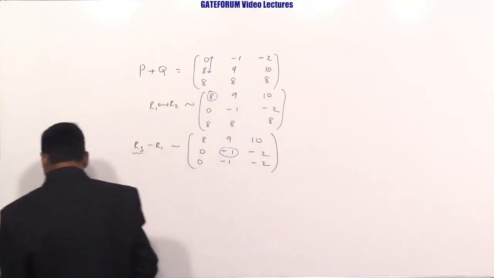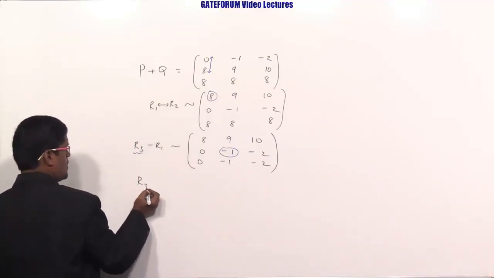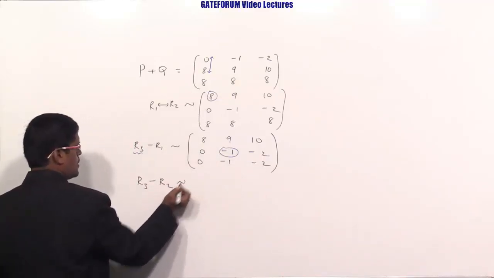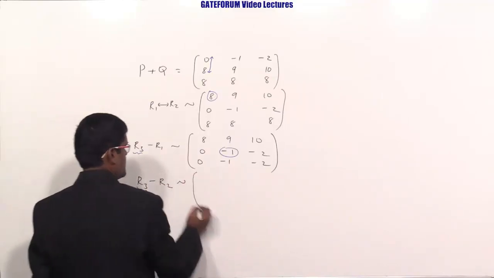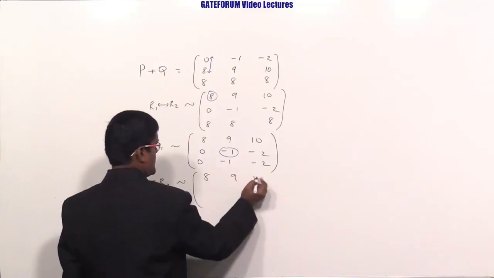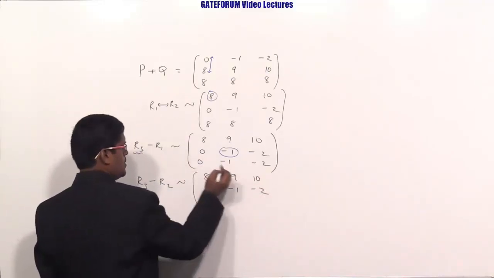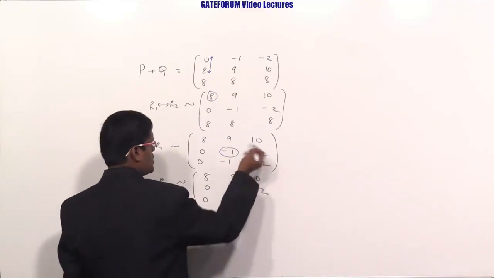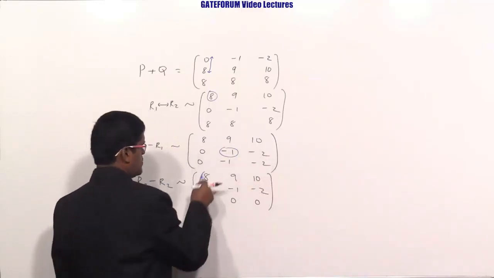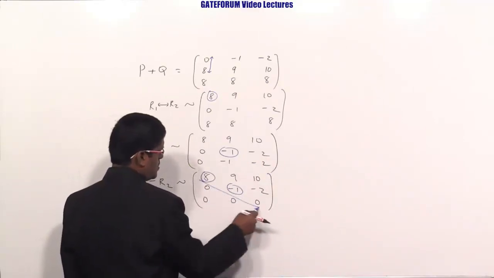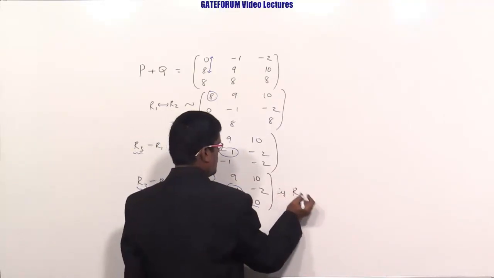This is the first non-zero element. We should make the element below it 0. Apply R3 with R2 operation, that is R3 minus R2. Only R3 changes. R1 same, R2 same, that is 8, 9, 10; 0, minus 1, minus 2; 0 minus 0, 0. Minus 1 minus of minus 1, 0. Minus 2 minus of minus 2, 0. So this is the first non-zero element in the second row. Elements below the diagonal are 0, so that is row echelon form.